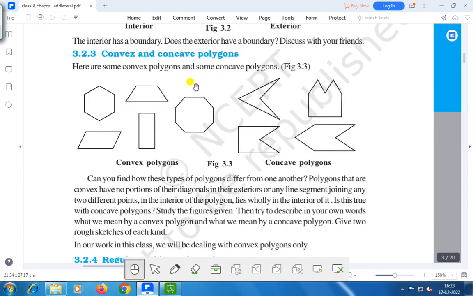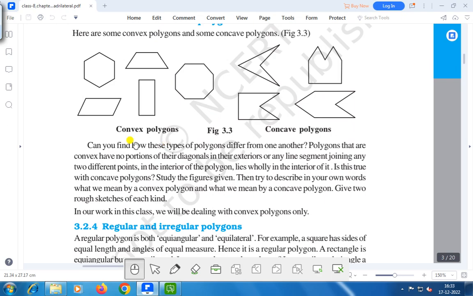Convex and concave polygons. Here are some convex polygons and some concave polygons. These are convex polygons and these are concave polygons. Can you find how these types of polygons differ from one another? Polygons that are convex have no portions of the diagonals in their exterior, or any line segment joining any two different points in the interior of the polygon lies wholly in the interior of it.